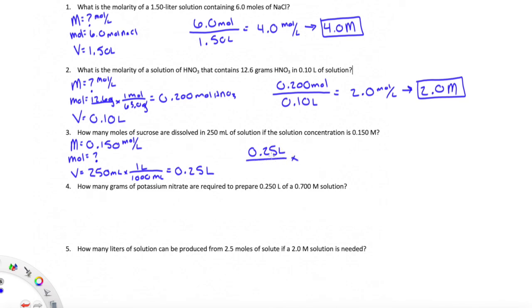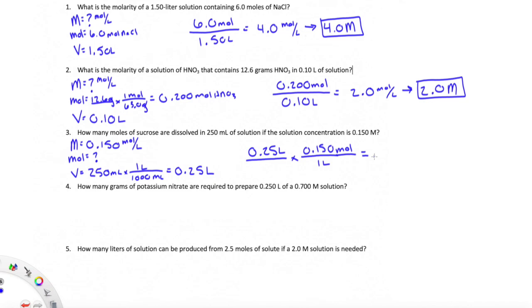Okay, and I'm going to use my concentration to cancel out liters. I'm using it as a conversion factor, and when I cancel liters out, I'll be left with units of moles, and that's what I'm looking for here. So I'm going to set this up over here like a conversion factor, and I have 0.150 moles for every 1 liter.